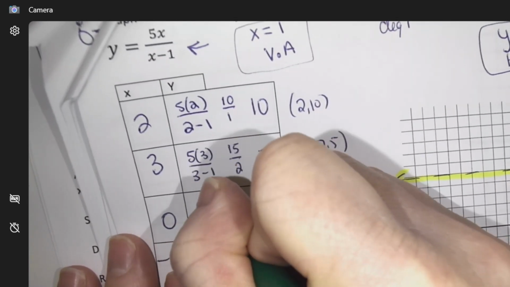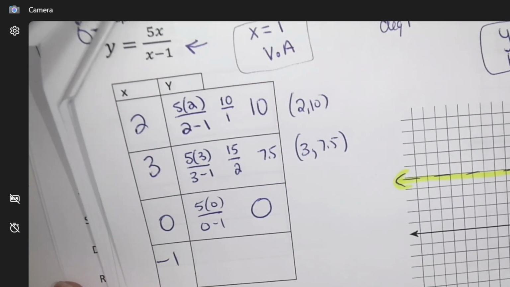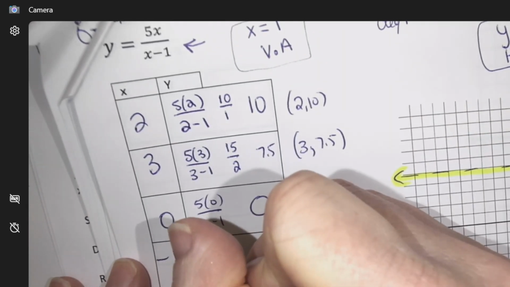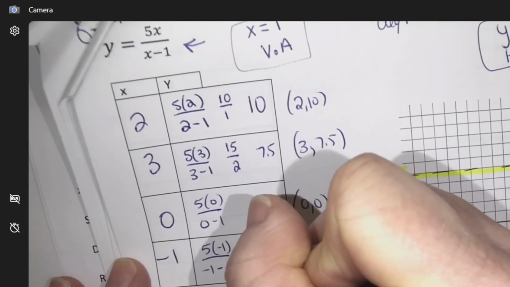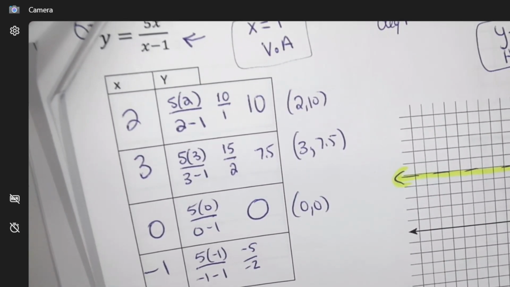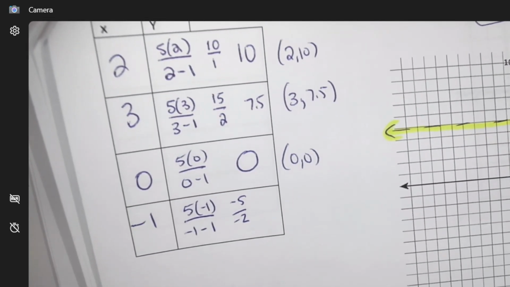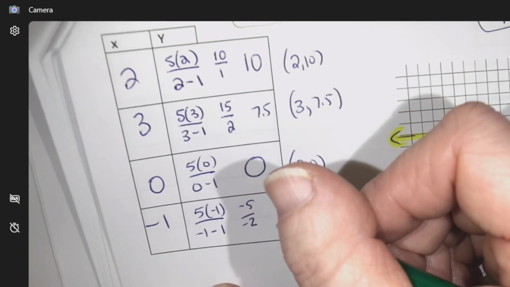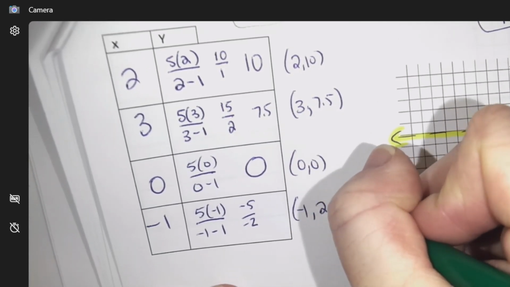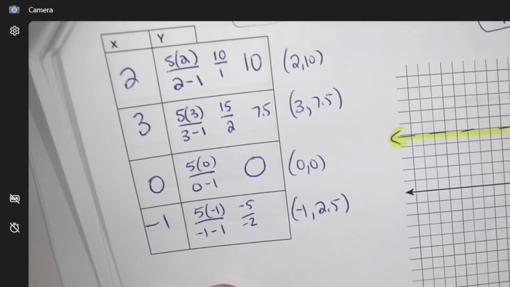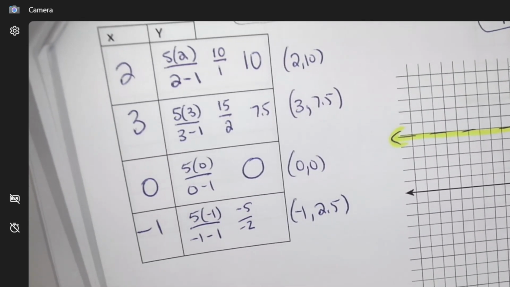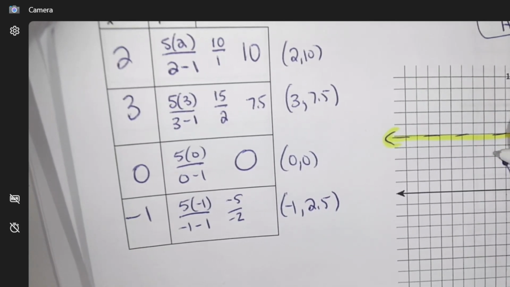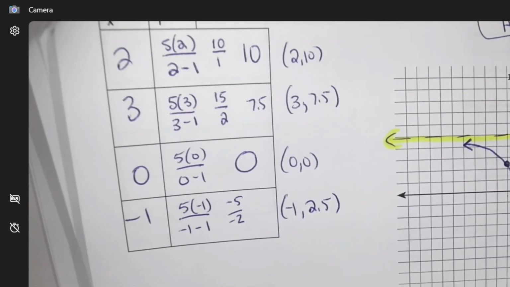So 5 times 0, that'll just be 0. And then -1 plugged in. Everybody know what that is without a calculator? Without a calculator, Tyson. 2.5. Yeah, remember you don't have a calculator on this kind of stuff on your exam. Easy.